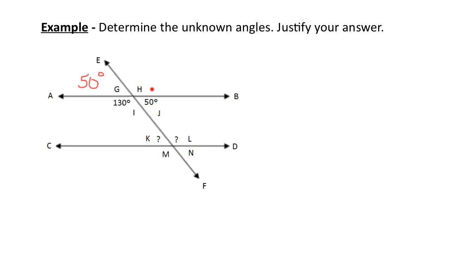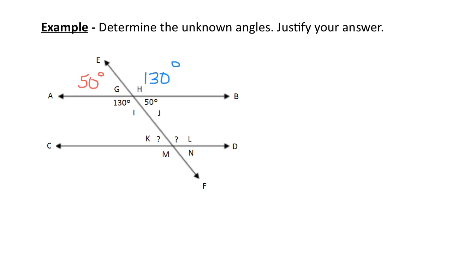So let's move on to find angle H. So I know that angle H is directly opposite to angle I. So because angle I is marked for us, it's 130 degrees, that means that angle H also has to be 130 degrees.